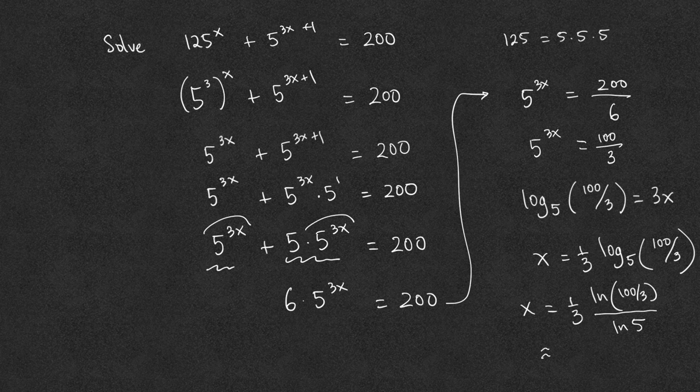In a decimal approximation, this is roughly 0.7262, rounded to 4 decimal places.